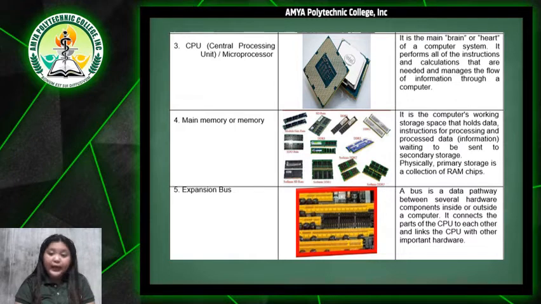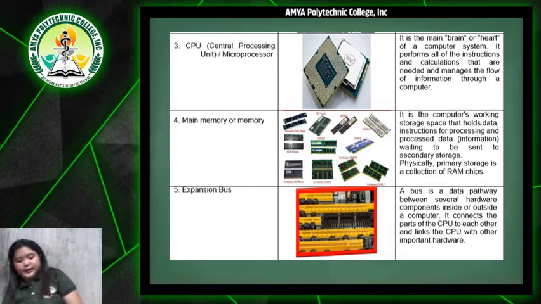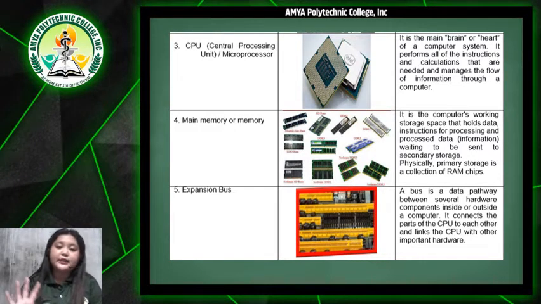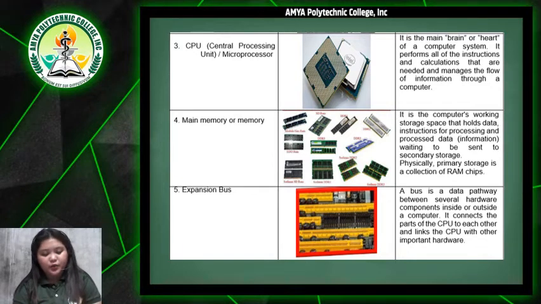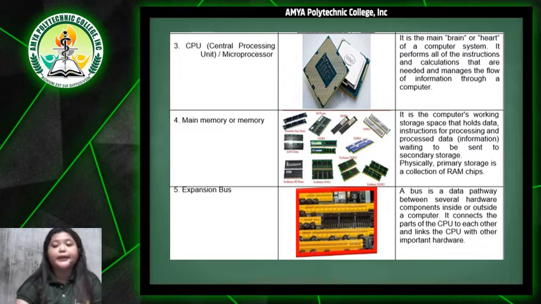Next we have the expansion bus. So this is an example of an expansion bus. A bus is a data pathway between several hardware components inside or outside a computer. So it connects the parts of the CPU to each other and links the CPU with other important hardware.